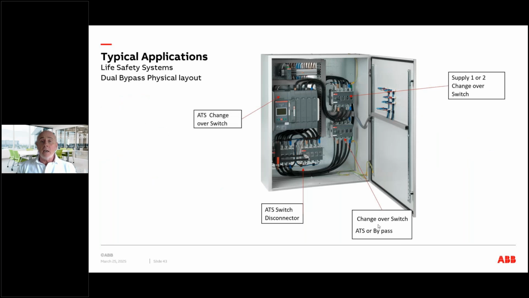So this is an image here of an ABB unit. As you can see there, this is a dual bypass. So you've got the ATS switch changeover unit, which is that monoblock arrangement. You've got the ATS switch disconnector, and then you've got the changeover switch or bypass, and then the supply one or changeover switch. So that just really shows you what the hardware looks like, looking at those two simplified line diagrams.